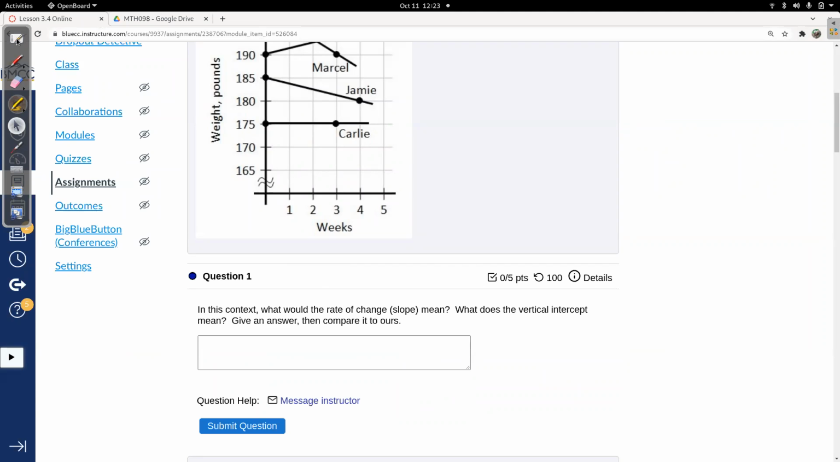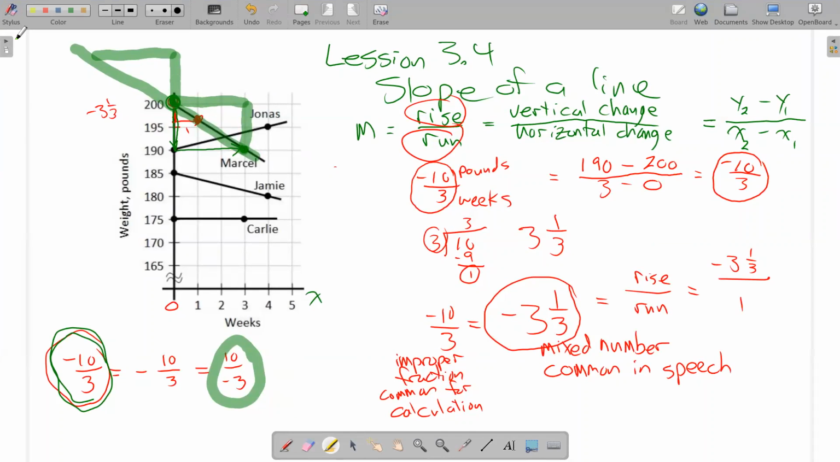And just back to my notes for a second. When I was thinking about what the slope meant here, I did this calculation looking at the picture that Marcel lost 10 pounds over 3 weeks. So the slope is gauging his average pounds per week. And then he had to start somewhere. So that kind of answers question 1 right there. I'm going to pause there for a moment if you haven't already answered this question.